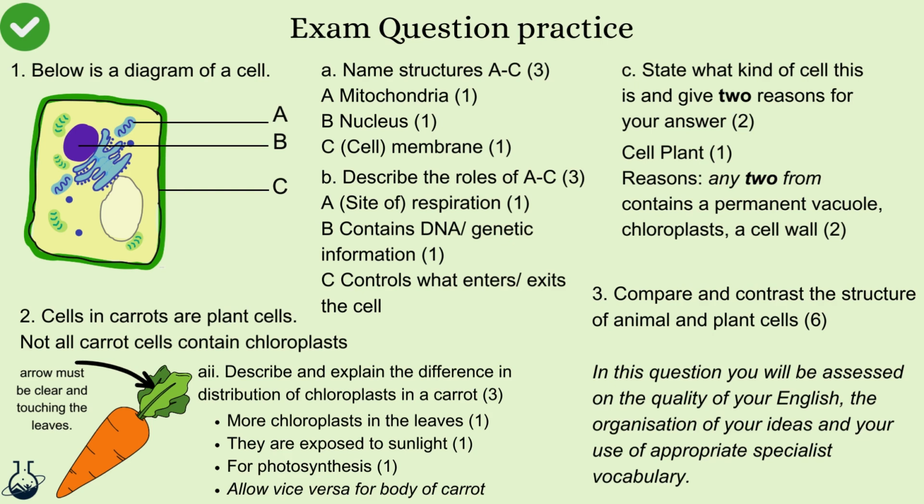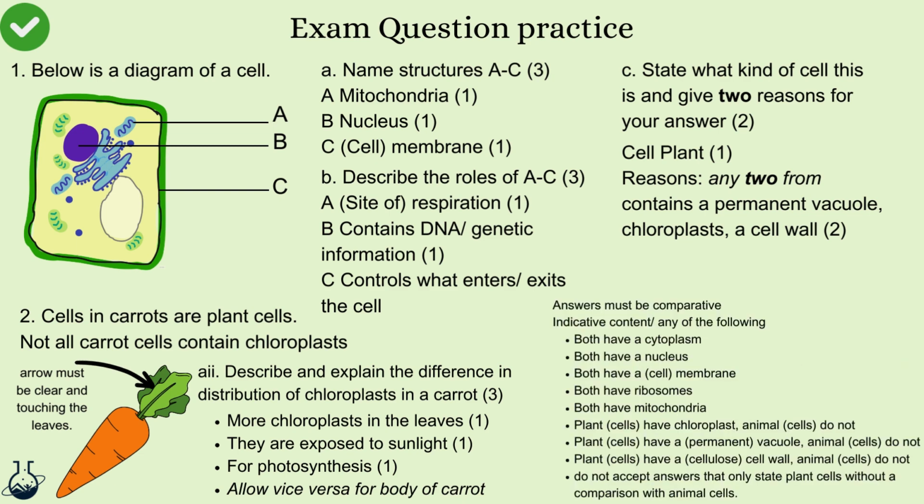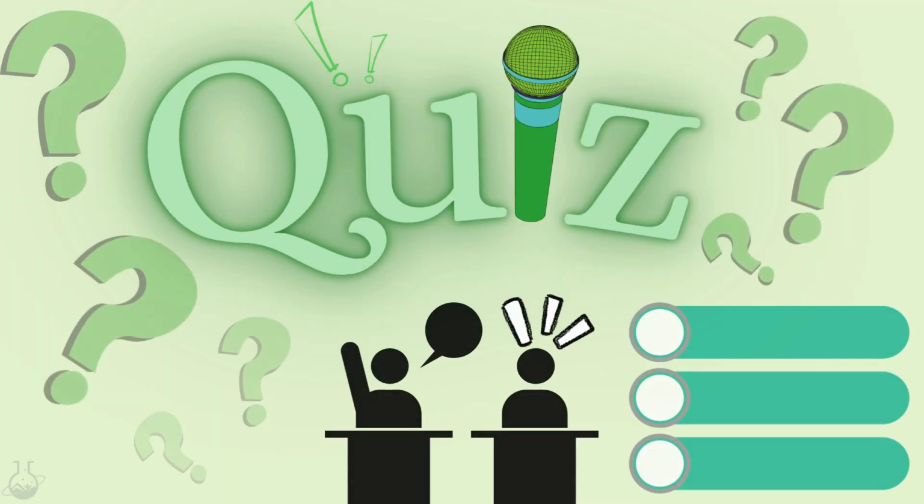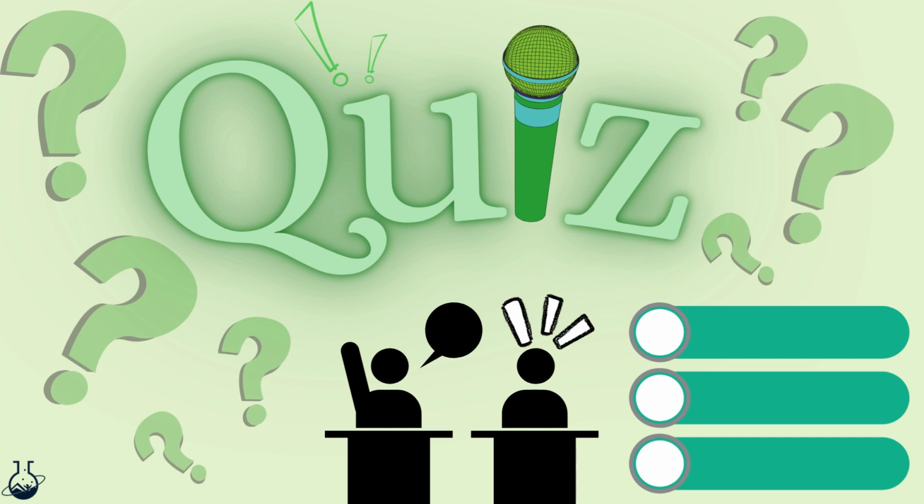And finally, question 3. A long answer for 6 marks asked you to compare and contrast animal and plant cells. This means to find similarities and differences. And now displayed is the mark scheme, which you can now go through and tick off any you meet the criteria for. Time for a few last questions on a light quick-fire quiz.